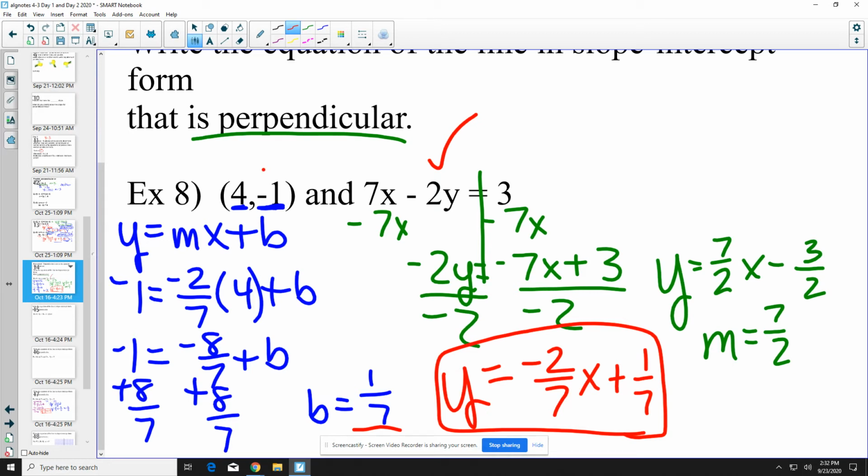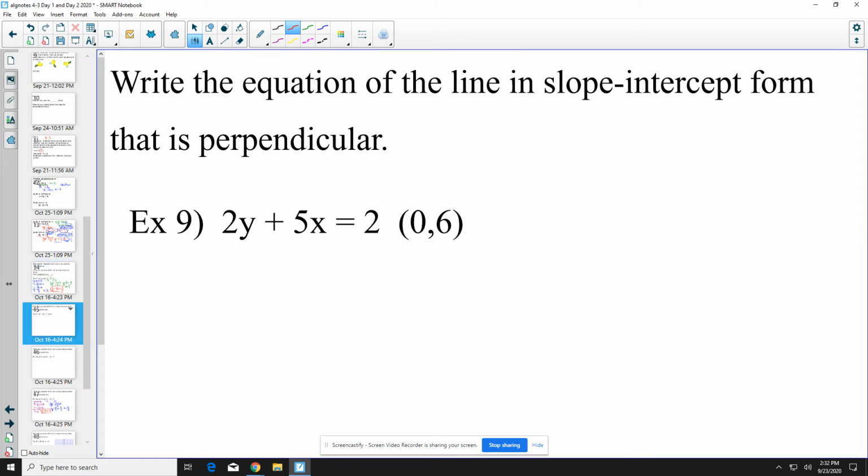Okay, let's do another one together and make sure we have this, and I'm going to have you try one on your own. Okay, so put number 9, 2y plus 5x equals 2, and the point 0, 6. We want the equation of the line that's perpendicular.